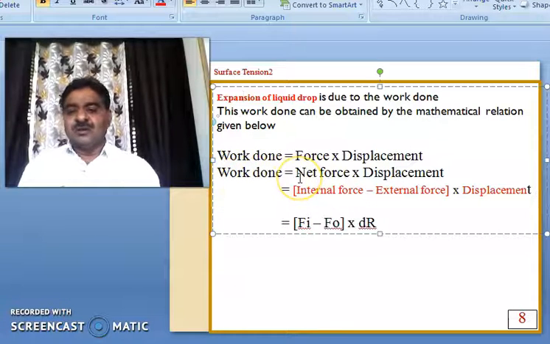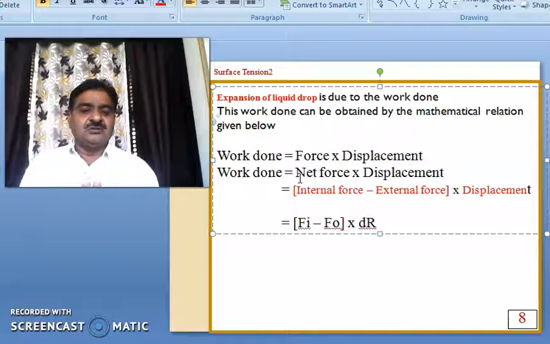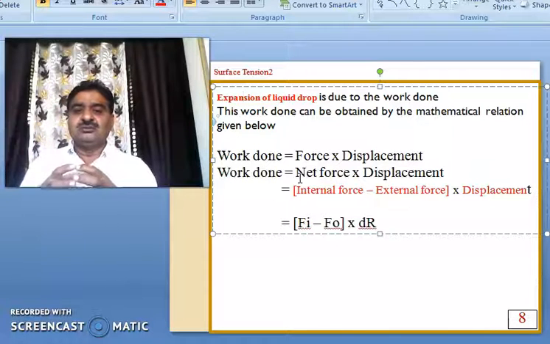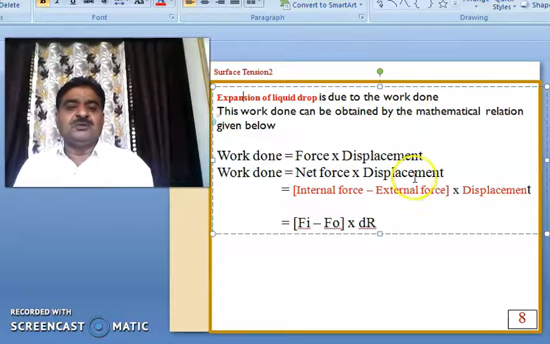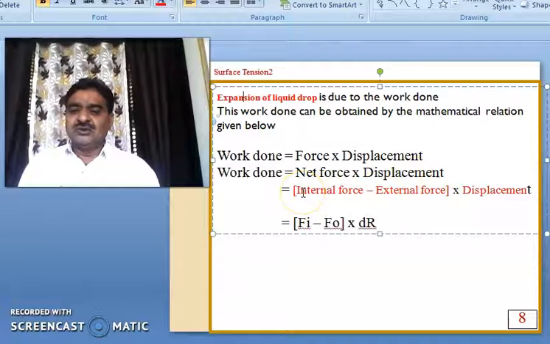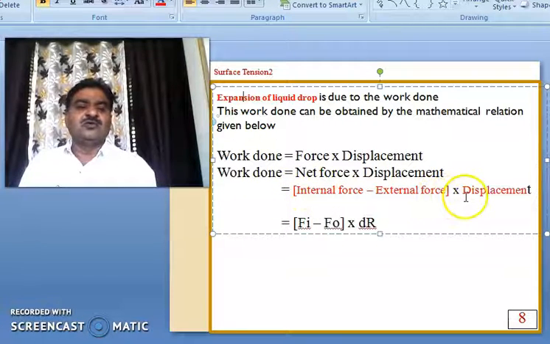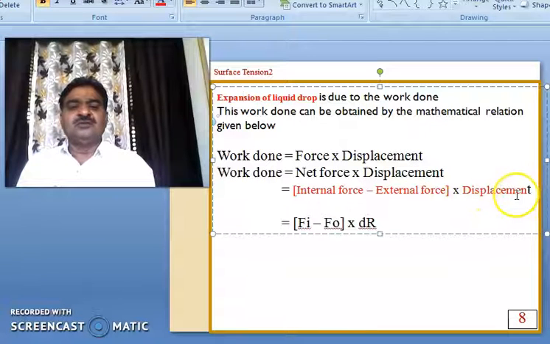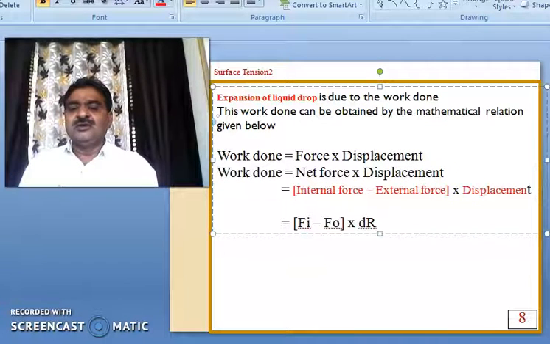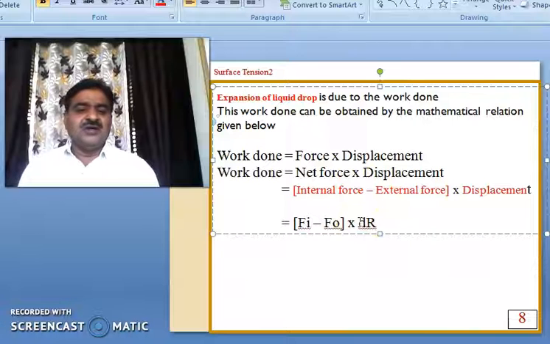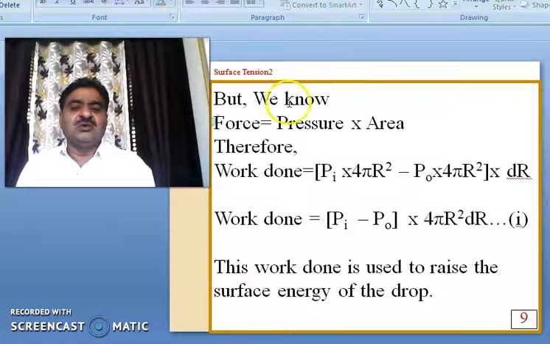So for the work done in expanding the spherical liquid drop from radius r to r plus dr, a net force is acting on it. That net force into displacement is taken. What is the net force? The internal force is more, so internal force minus external force is the net force. Multiplied by displacement, and the displacement is from r to r plus dr, so dr is the only displacement. Expansion is the displacement only. So Fi minus Fo into dr is the work done.